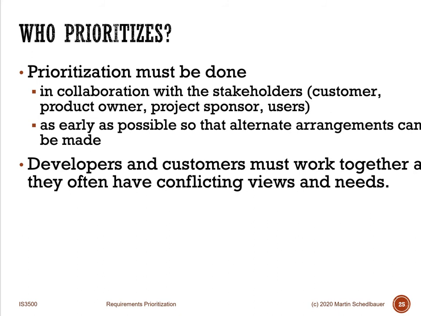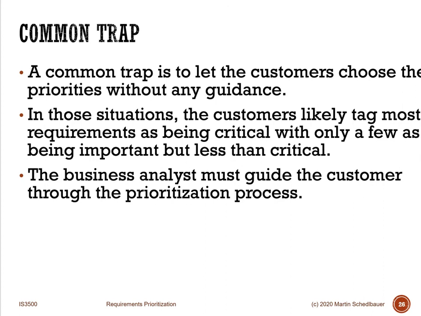Now, prioritization always happens in a collaborative manner. It's with the stakeholders, the customers, the product owners, the people who pay you, project sponsors, users, and so on. And it's done early. As soon as you uncover requirements, you want to prioritize. Now, a common trap is to let the customers, users, or stakeholders simply decide which requirements should be implemented. And unfortunately, what happens in practice often is that customers, stakeholders, users will simply say, well, everything's important. Everything's critical. Don't leave anything out. And of course, that is not feasible because you have limited time and budget.